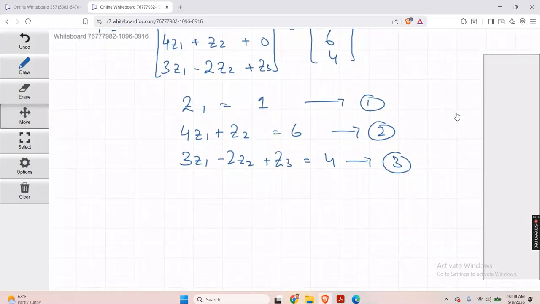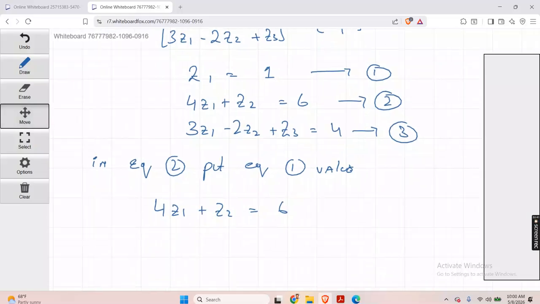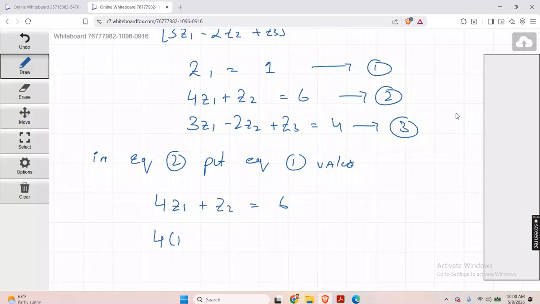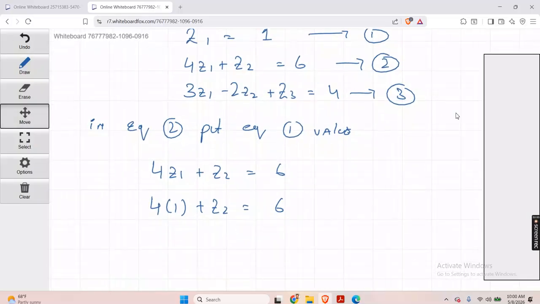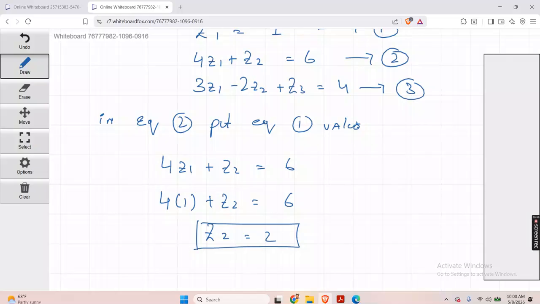Now we don't need Z1, we already have Z1. So now for Z2, in equation 2, put the equation 1 value. So this is 4Z1 plus Z2 is equal to 6. Now you have Z1 here, so 4 into 1 plus Z2 is 6. So once you solve it, you will get Z2 is equal to 2.